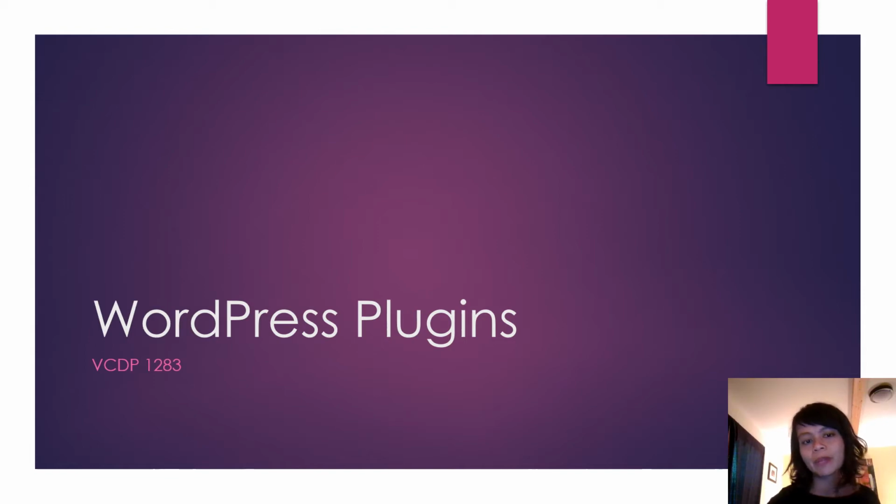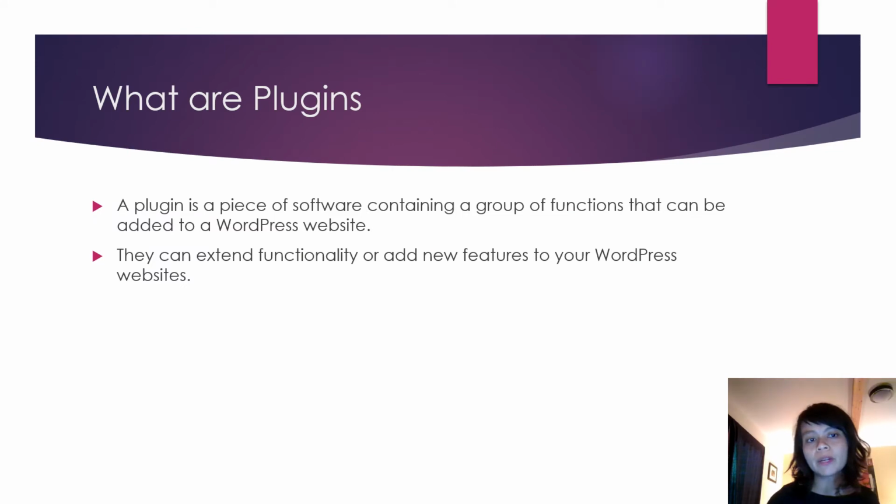In this PowerPoint, we're going to take a look at WordPress plugins. So what are plugins? The official definition is a plugin is a piece of software containing a group of functions that can be added to a WordPress website, where plugins can extend functionality or add new features to your WordPress websites. So in plain language, plugins are basically something that adds extra functionality to your WordPress site.